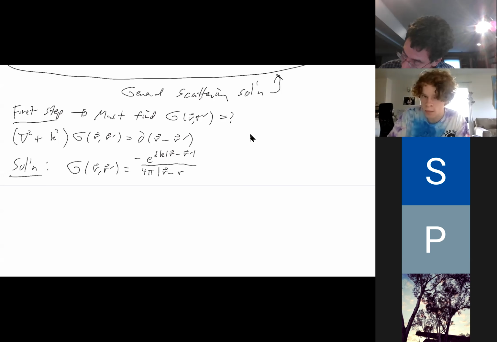R minus r prime. What is that? That's the solution. That is the Green's function. What is that thing? What is that thing physically? I know it's just some weird looking equation, but what is it?